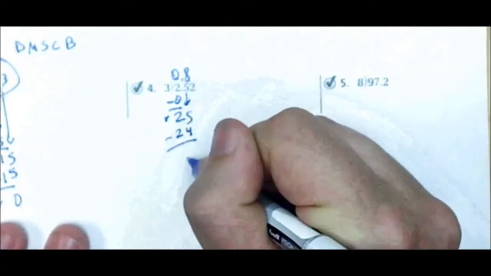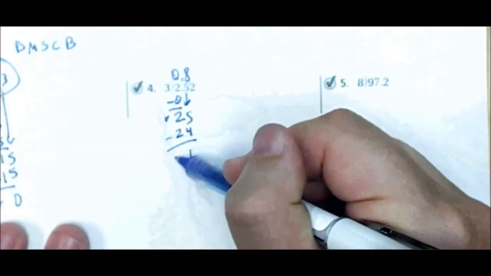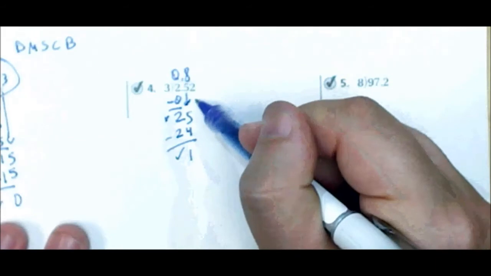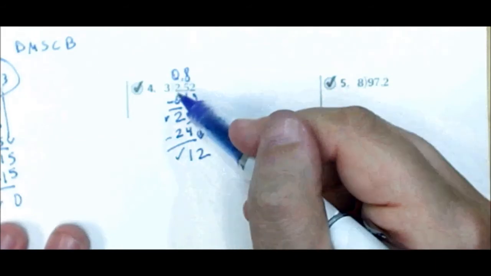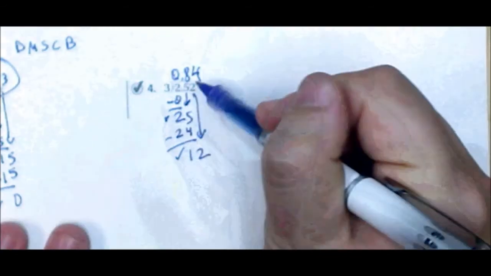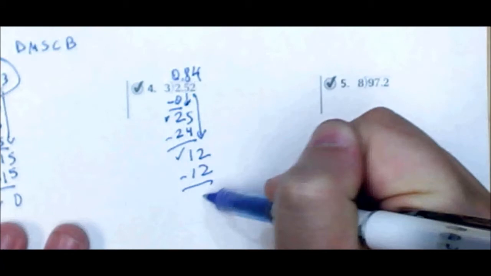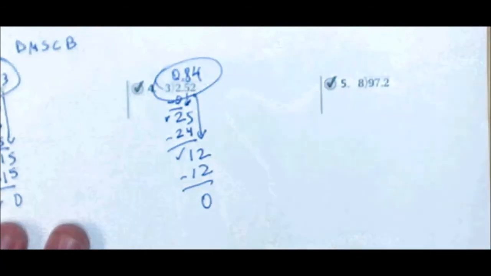I subtract and I get 1. I check that, that's less than 3. And then my bring down step is to bring down the 2. And then I divide all over again. 3 goes into 12 4 times. 4 times 3 is 12. And I have no remainder. My answer is 0.84.